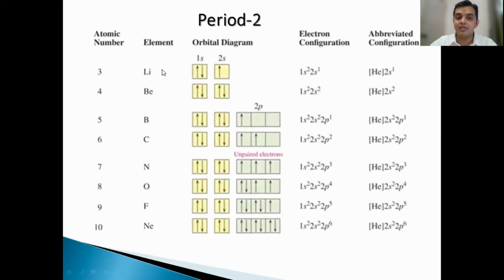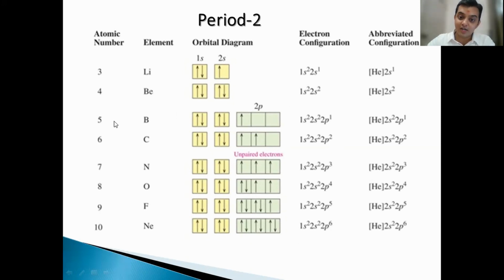Let's see period 2, lithium. Lithium has 3 electrons. So how am I writing it? 1s2, 2s1. Why? Because out of 3, 2 electrons will go to 1s2. 1 electron will go to 2s1 because the capacity of 1s2 is finished. Now it will go to 2s1. Don't you forget 1s 2s 2p and then 3s 3p. So beryllium is 4. Out of 4, 2 electrons will go to the first shell s orbital, 1s2. The other 2 electrons will go to the second shell s orbital, 2s2.